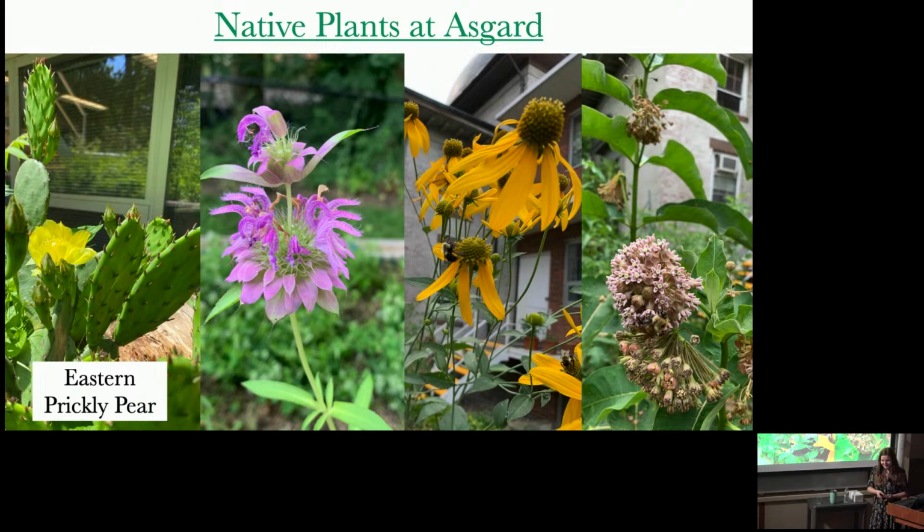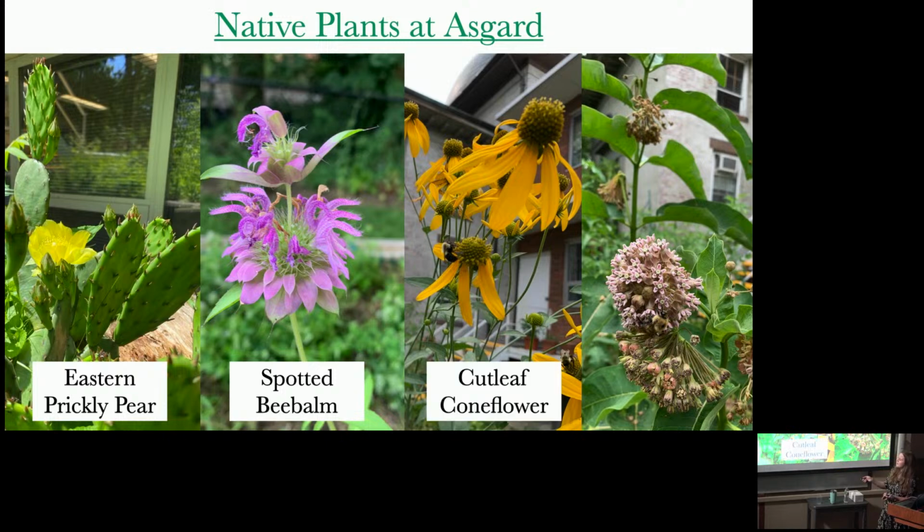I think this is Sonnenhut in German, Echinacea. Yeah, the Latin name is correct. This is spotted bee balm. Great. Yeah. This is a variety that's native here. We have cutleaf coneflower, and we have the common milkweed.